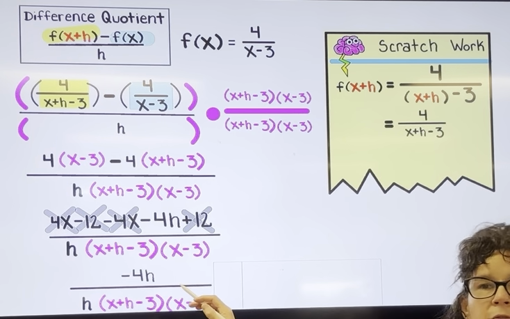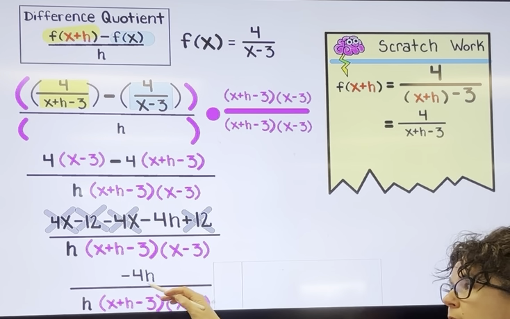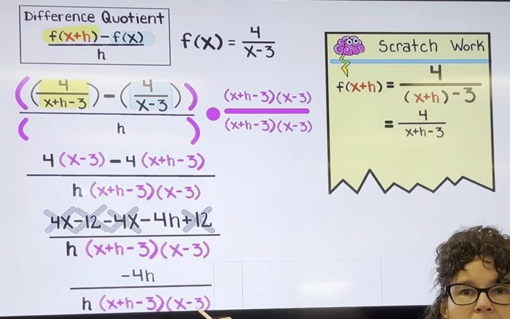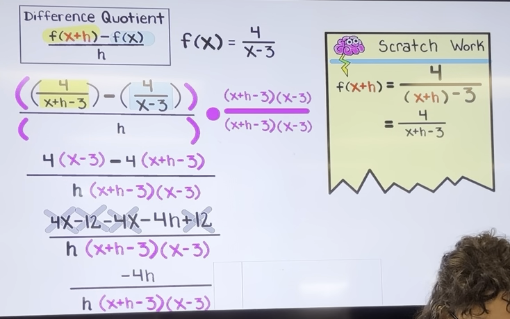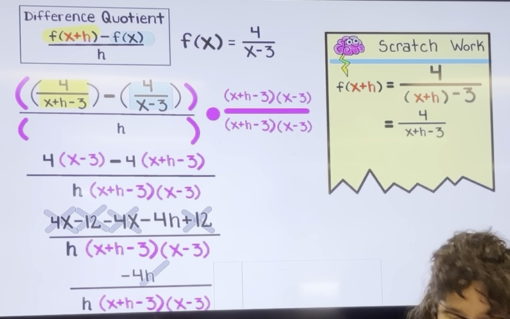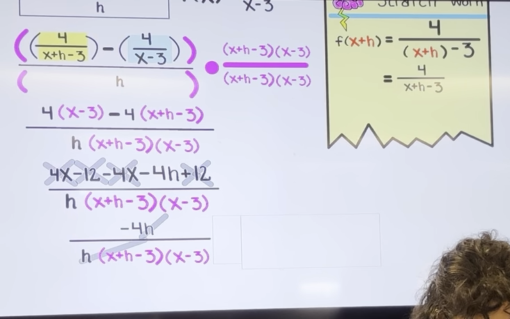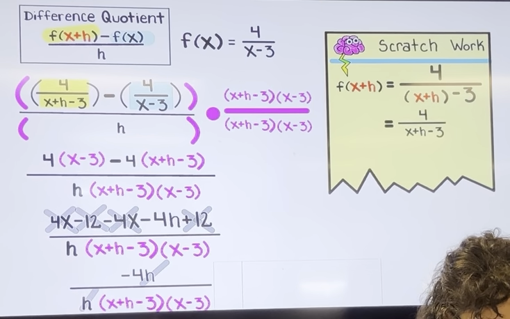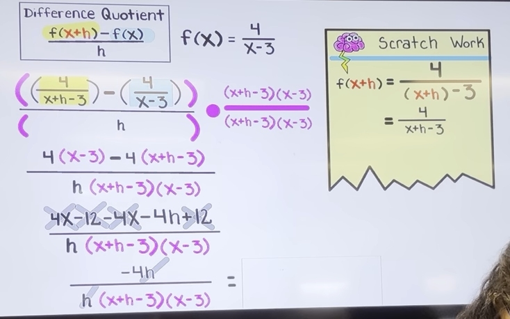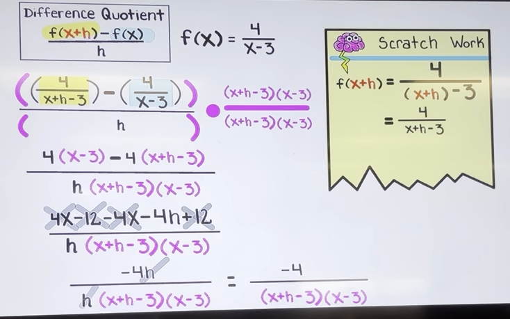Now that I've simplified the numerator, notice everything in the numerator is multiplication, negative 4 multiplied by h. The denominator has 3 things multiplied together, and when there's all multiplication, you can cancel. So I'm going to be able to cancel this h right here with this h right here. So those h's cancel, and I have left in the numerator negative 4, and then I have those 2 things left in the denominator for our final answer.